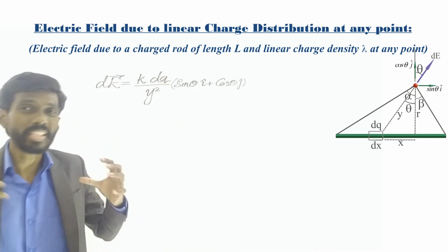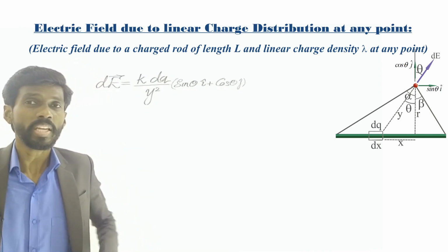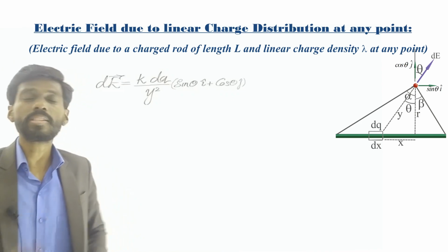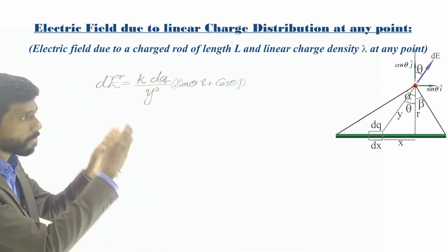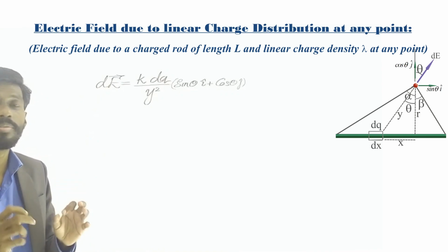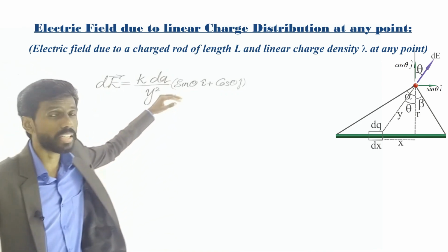So that means we can simply add the magnitudes of the vector. If vectors are of the same direction, we can simply add the magnitudes. But that is not the case here. If you consider different parts of the rod, they will have different directions of electric field. So we have to find the vector sum. That's why we consider the vector form.